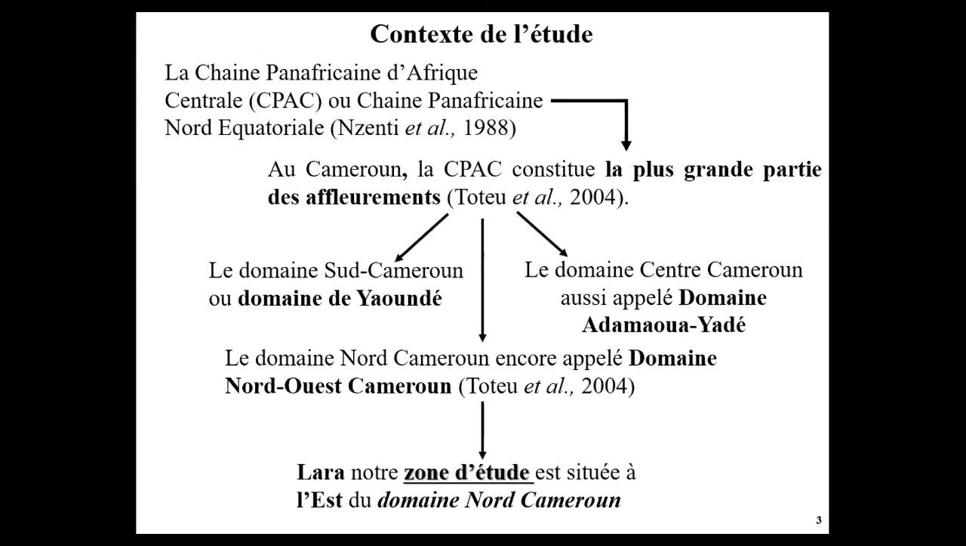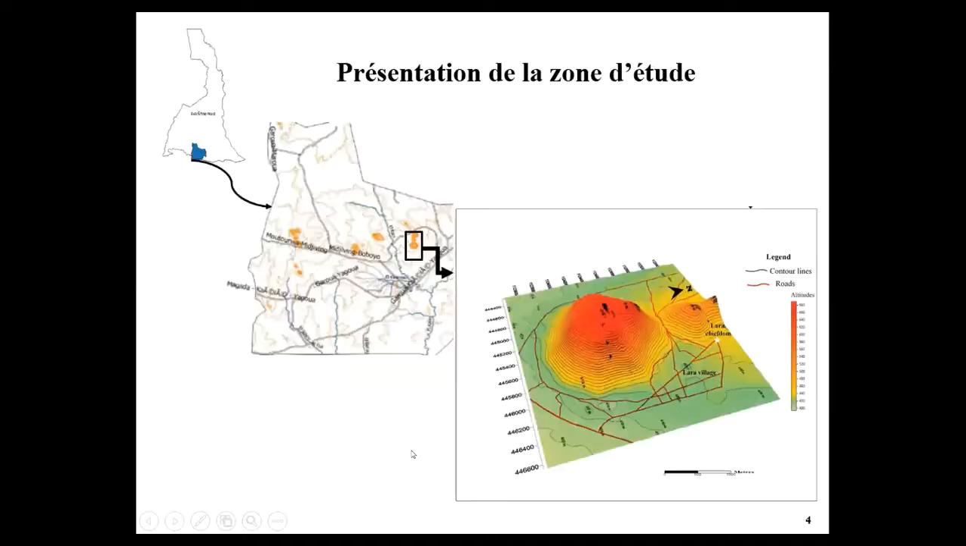Le contexte de culture, c'est la chaîne panafricaine d'Afrique centrale. Au Cameroun, cette chaîne constitue la plus grande partie des affleurements. Elle est subdivisée en trois principaux domaines : le domaine sud-Cameroun, le domaine centre-Cameroun et le domaine nord-Cameroun. Notre zone d'étude est située à l'est du domaine nord-Cameroun, plus précisément dans la région de l'Est, le département du Mayo-Rey, arrondissement de Faléé, le canton de Yara.